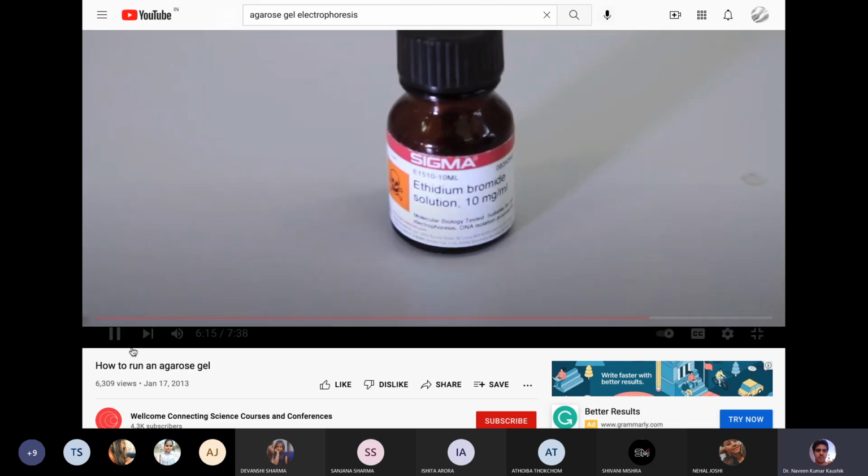This is the ethidium bromide that I mentioned to you. This is a fluorescent dye that you are adding to your solution. It comes as a 10 mg per ml solution. It also comes in powder form. If it is in powder form, then you have to dissolve it into your buffer or water, and as it is, directly you can add it to your gel.